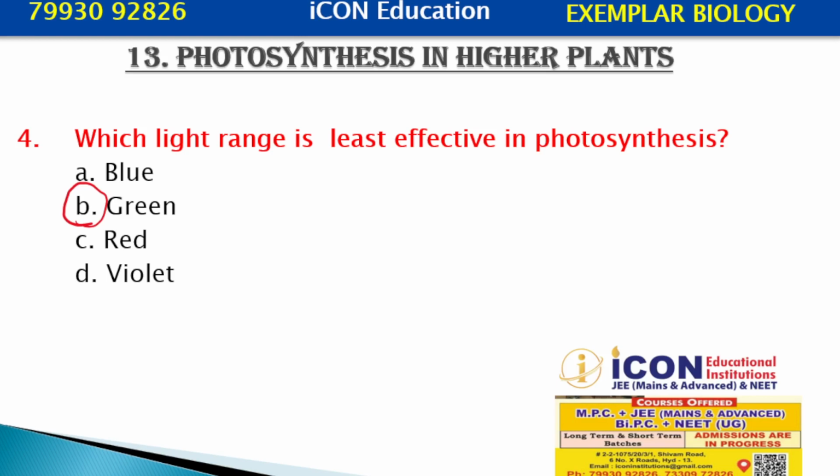Why? Because chlorophyll is the primary pigment in plants, which reflects and transmits green light rather than absorbing it. This wavelength provides the least energy for the photosynthetic process. And which is the most effective? Red and blue are most effective. Green is least effective.